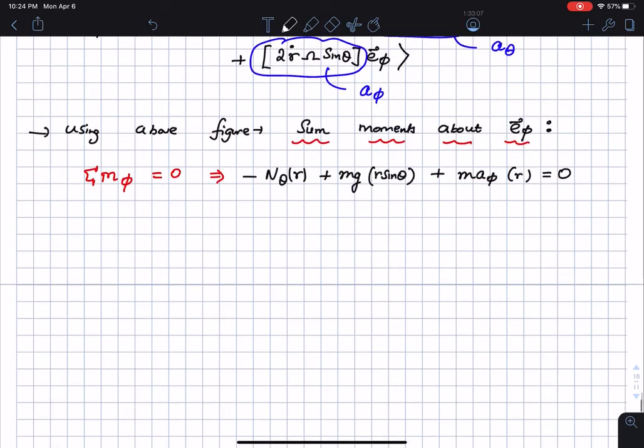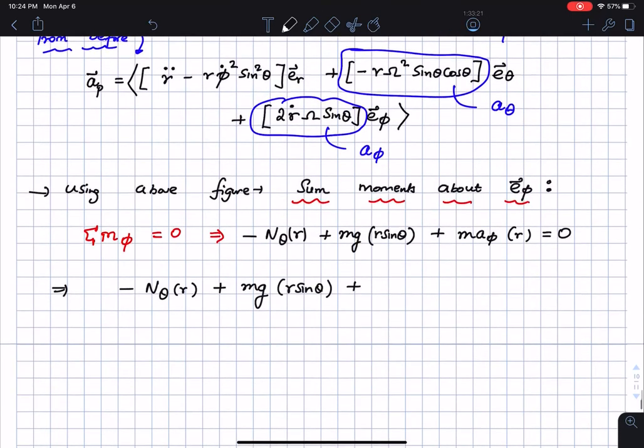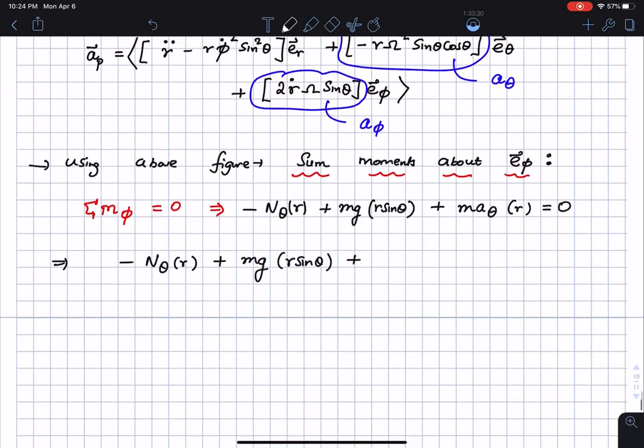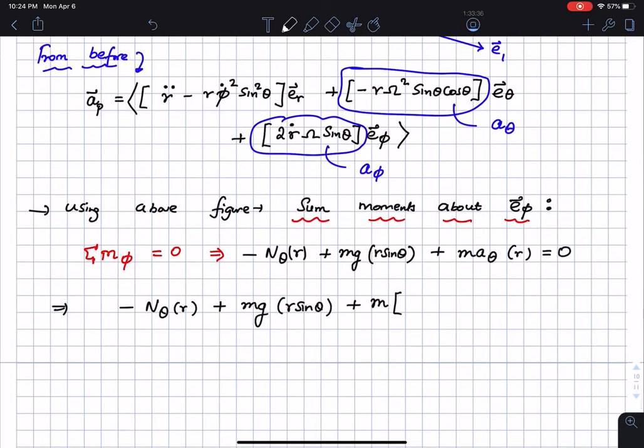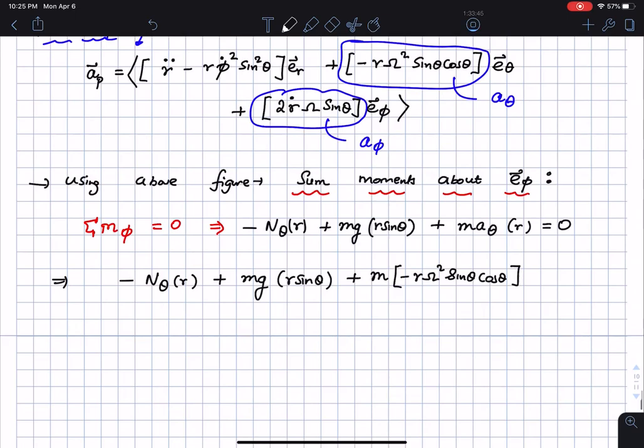Which tells me the following: minus n theta times r plus mg times r sine theta plus a theta. I'm sorry, this is going to be a theta. I made a mistake here. This is a theta. Apologies for that. Then that's going to be m times a theta from above, which is minus r omega square times sine theta cos theta, and times the distance of r, that is equal to 0.